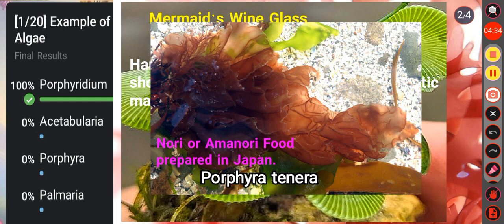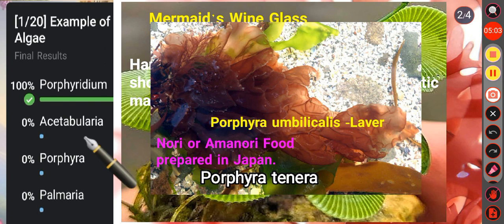A special food named nori or amanori is prepared in Japan from Porphyra tenera. Okay. Again another species, that is Porphyra umbilicalis, which is commonly called laver, which is widely harvested and consumed as a food source. Traditionally, it is used to make laver bread, so it is commonly called laver, right? And remember, Porphyra is a multicellular red algae.